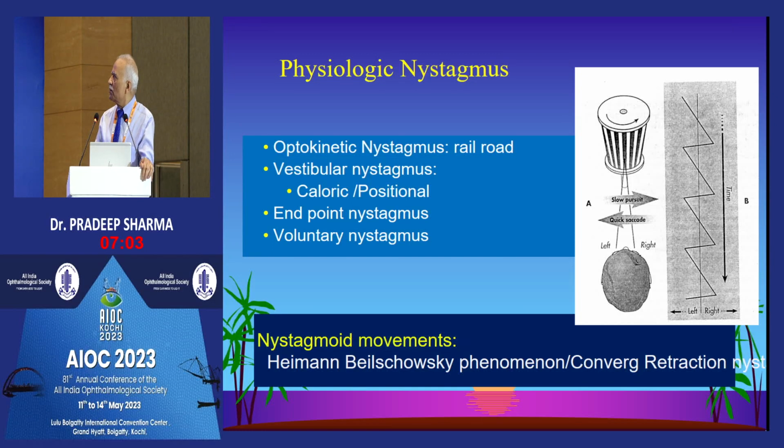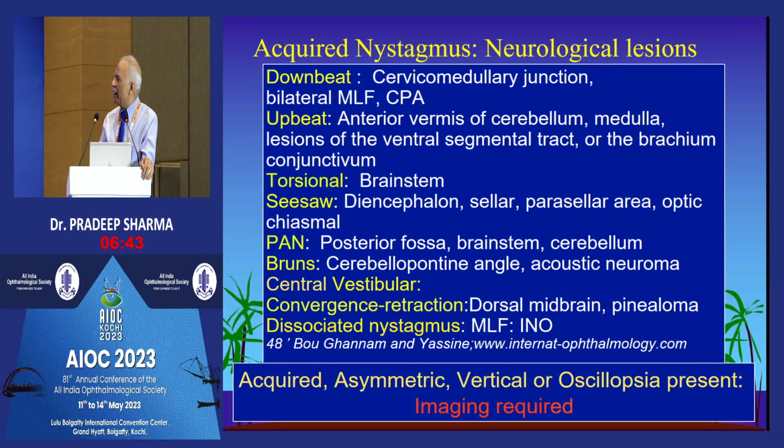So these physiologic nystagmus, all of you may be aware of as the railroad nystagmus and the optokinetic nystagmus, which are used for testing, especially in a comatose patient. You may use the caloric test or the doll's eye phenomenon. The nystagmoid movements usually puzzle us in the form of Heimann-Bielschowsky phenomenon, or in the paranoid you may have a convergence retraction nystagmus. The acquired asymmetric vertical or oscillopsia-presenting nystagmus needs imaging.